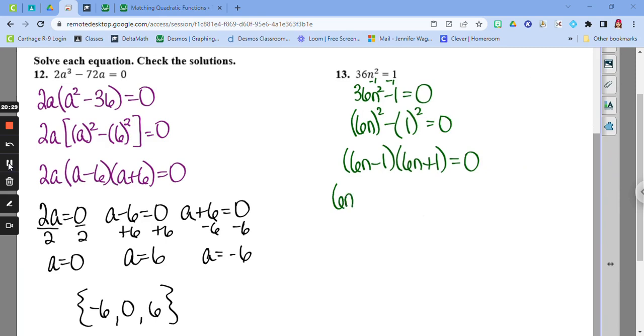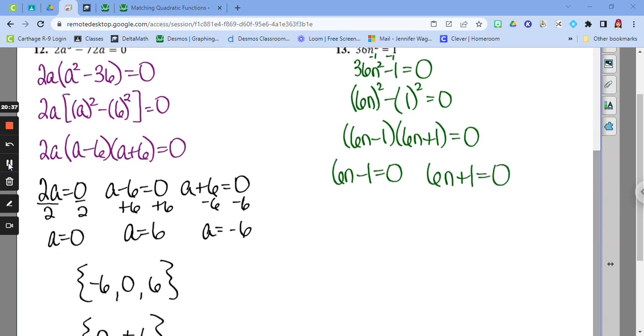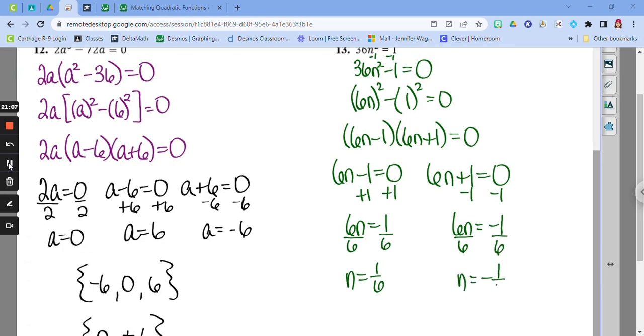So 6n minus 1 equals 0. 6n plus 1 equals 0. You should, when you solve a difference of squares, get the exact same solution, one positive, one negative. So the first one, we're going to add 1 to both sides. Then when we divide by 6, we get the fraction 1/6. Here we're going to subtract 1 from both sides. Divide both sides by 6. N is a negative 1/6.